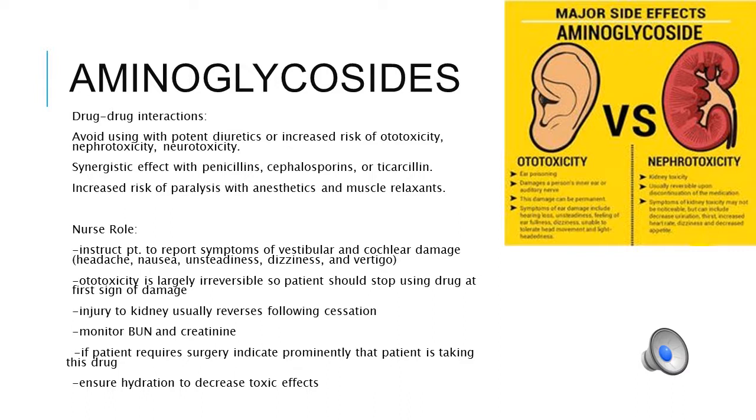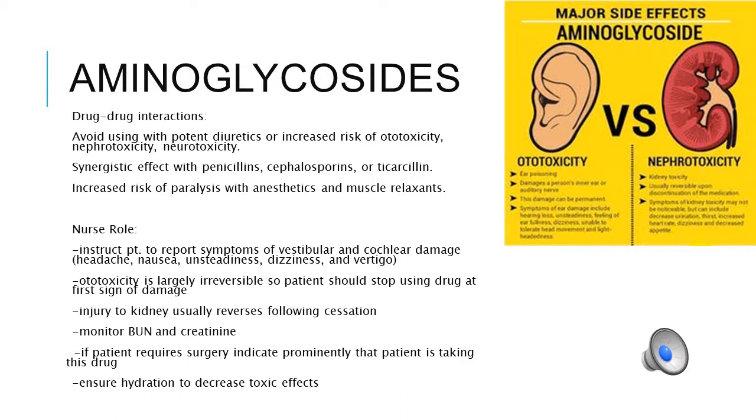The serious adverse effects of aminoglycosides become more concerning if they are used with drugs that could increase these effects. Use with diuretics, for example, will increase the risk of ototoxicity, nephrotoxicity, and neurotoxicity because the loss of fluids would increase the concentration of the antibiotic present. Penicillins, cephalosporins, and ticarcillin all have synergistic effects. Lastly, because of the effects that particular aminoglycosides have on the CNS, there is an increased risk of paralysis when used with anesthetics and muscle relaxants. A patient using these together should be monitored closely for respiratory depression.